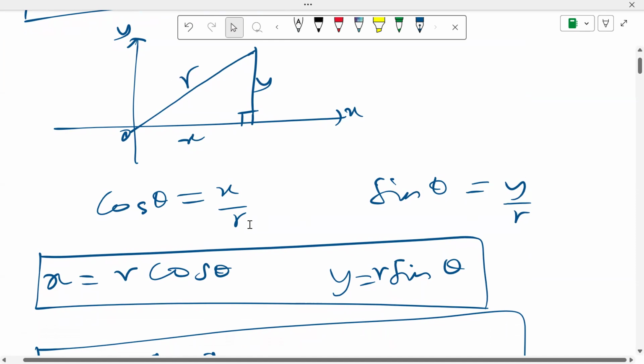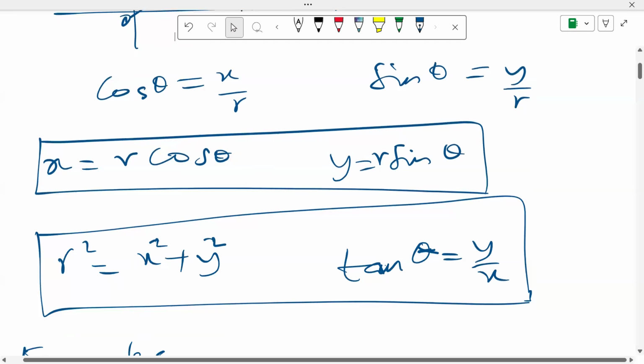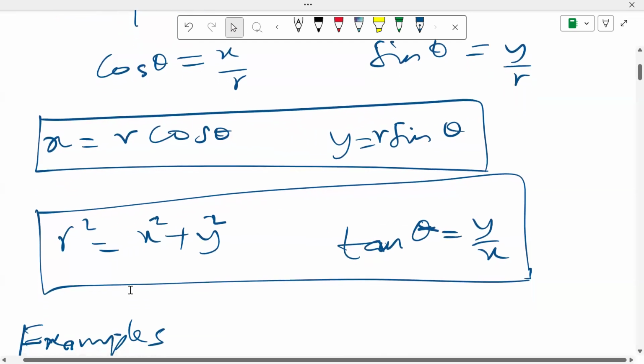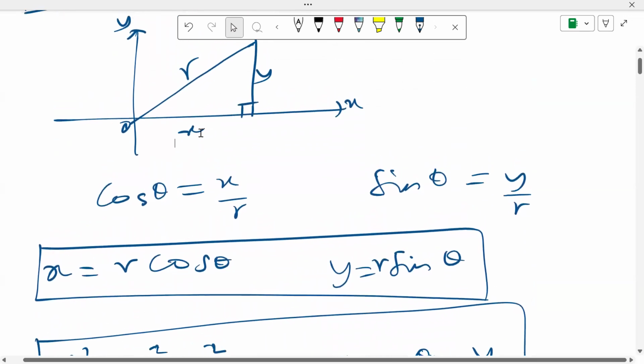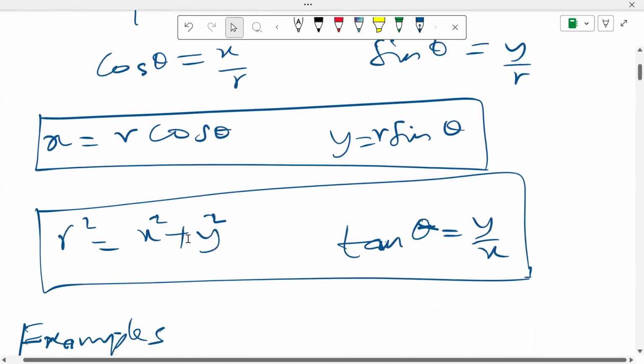So with this established, we can now make our x the subject, where we get x equals R cos theta, make our y the subject, where we get y equals R sine theta. So that is established from polar coordinates. And because we have the right angle triangle, we can use the Pythagoras theorem. And so our R squared will be the sum of x squared and then y squared.